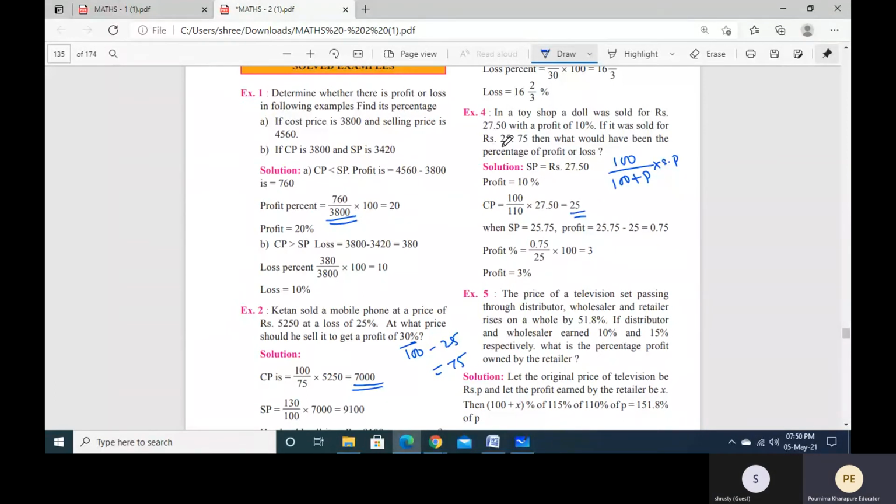Now they are saying it should be sold for 25.75. So how many more? 0.75 more rupees we are getting.